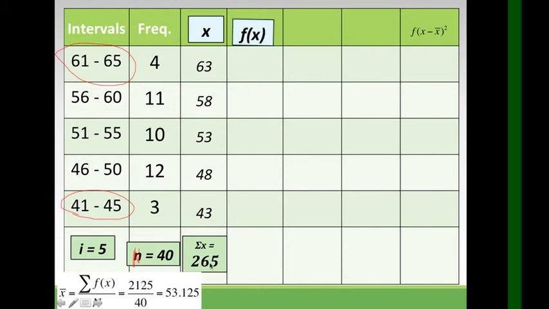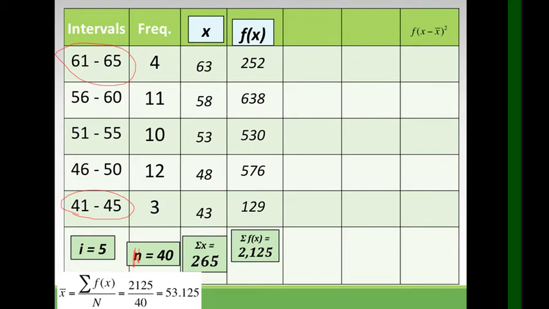Yung next natin gagawin is f of x. So, paano na naman yung f of x? Yung f, siya yung frequency times x. So, i-multiply mo si frequency at saka si x. So, 4 times 63 is 252. 11 times 58 is 638. 10 times 53, 530, 12 times 48, 576, 3 times 43, 129. Then ito total ko yan, ang makukuha ko is summation of f of x equals 2,125. From here, dito sa portion na to, pwede na natin makuha yung mean.